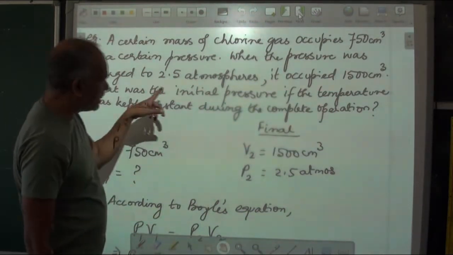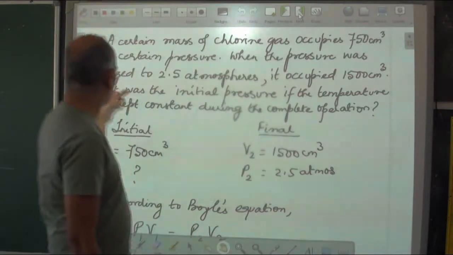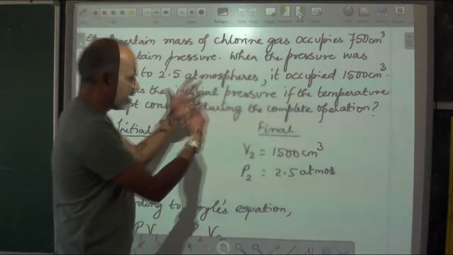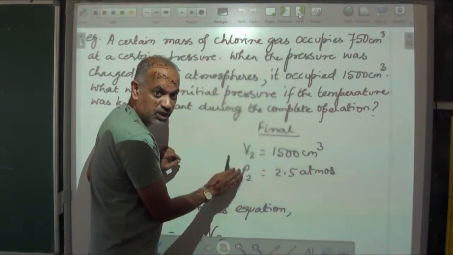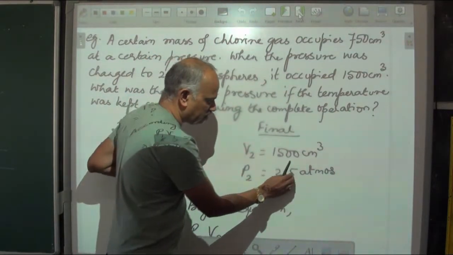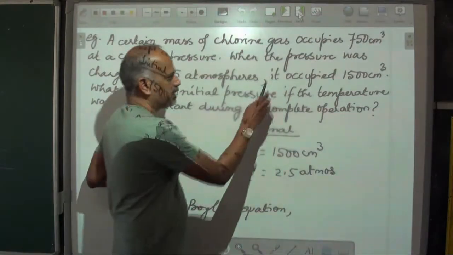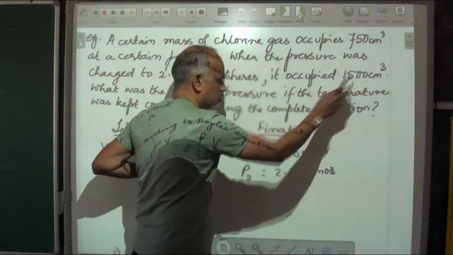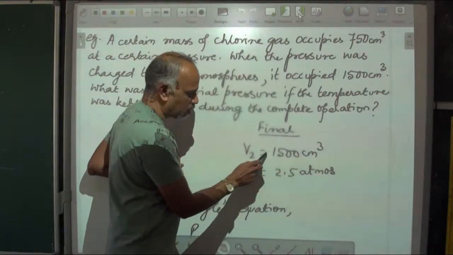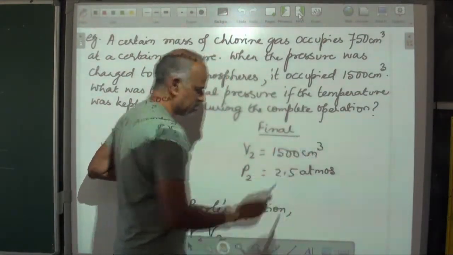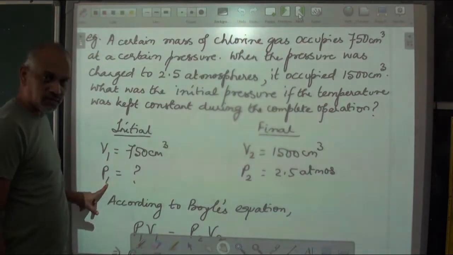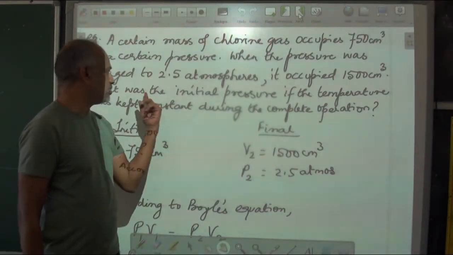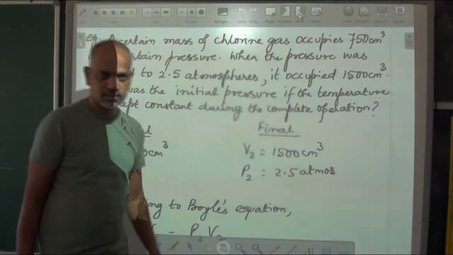Then when the pressure P2 is changed to 2.5 atmospheres, it occupied 1500 centimeter cube. Means the volume in the second case is 1500 centimeter cube. So these are the quantities that are involved: V1, P1, V2, P2. Temperature is constant, it says.